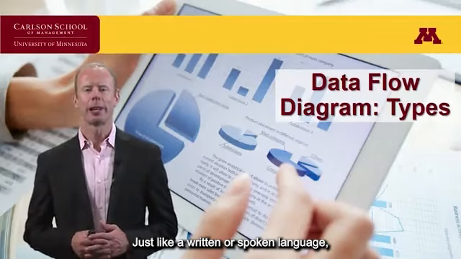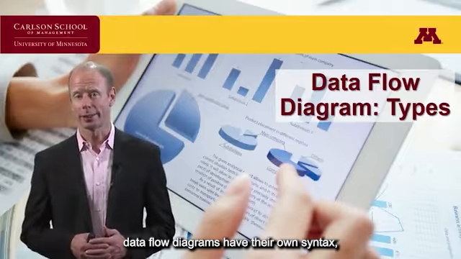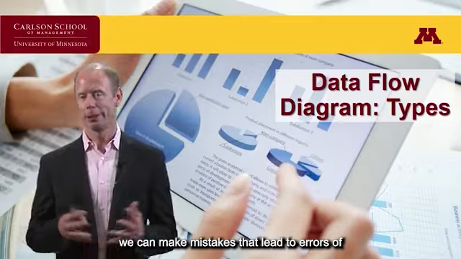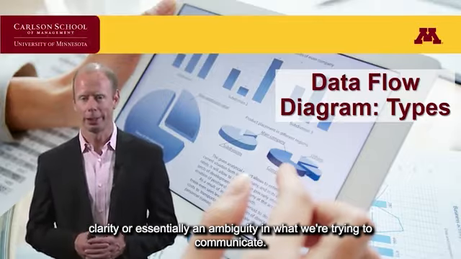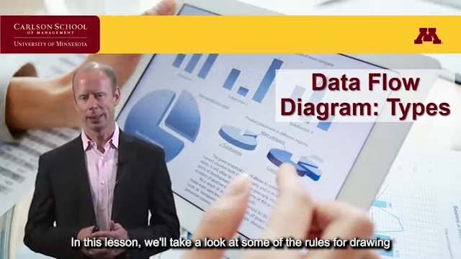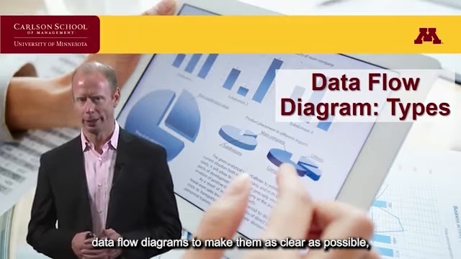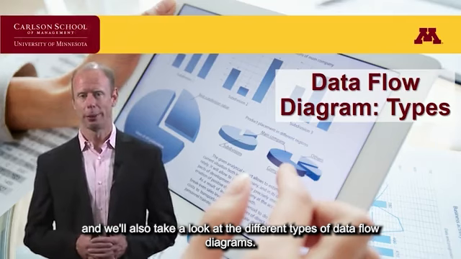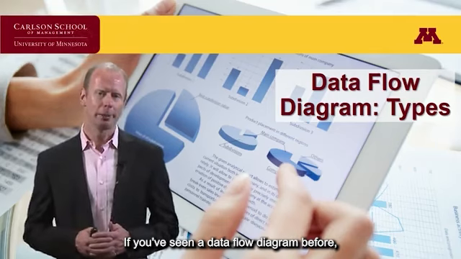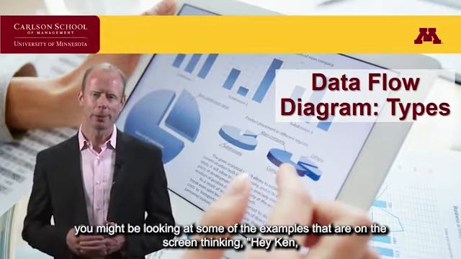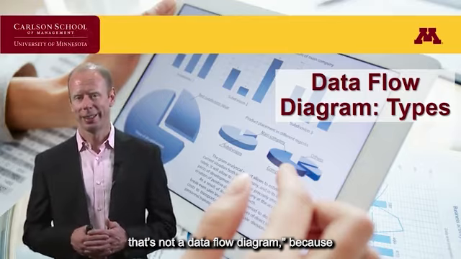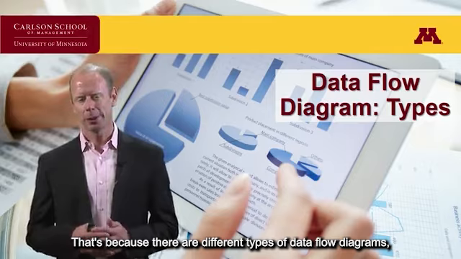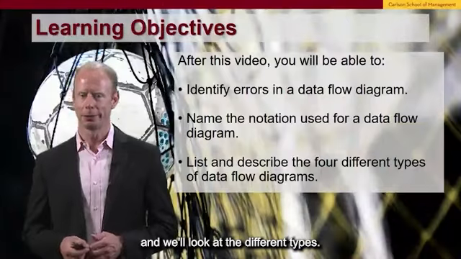Just like a written or spoken language, data flow diagrams have their own syntax. And just like a written or spoken language, we can make mistakes that lead to errors of clarity, or essentially ambiguity in what we're trying to communicate. In this lesson, we'll take a look at some of the rules for drawing data flow diagrams to make them as clear as possible. And we'll also take a look at the different types of data flow diagrams. If you've seen a data flow diagram before, you might be looking at some of the examples that are on the screen thinking, hey Ken, that's not a data flow diagram, because something you've seen is different than what you've seen before. Well, that's because there are different types of data flow diagrams, and we'll look at the different types.